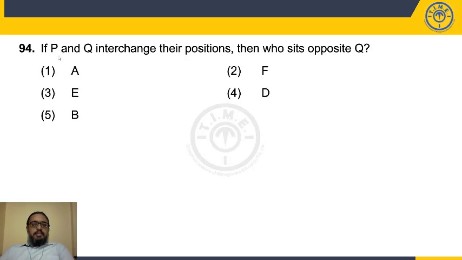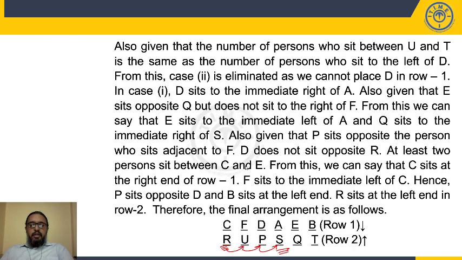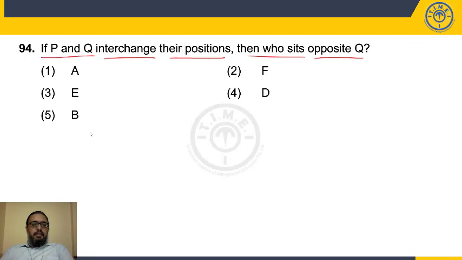Choice 1. Next, if P and Q interchange their positions, then who sits opposite to Q? Okay, P and Q are interchanging. P and Q are interchanging, then who sits opposite to Q? The answer is D.